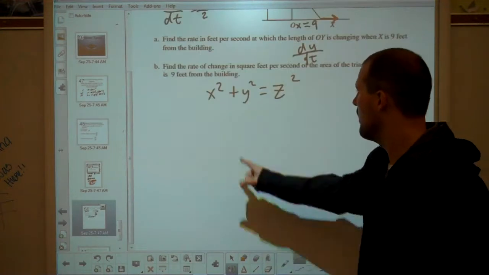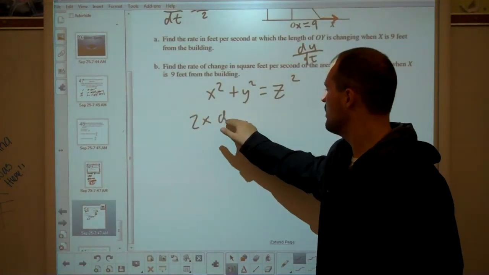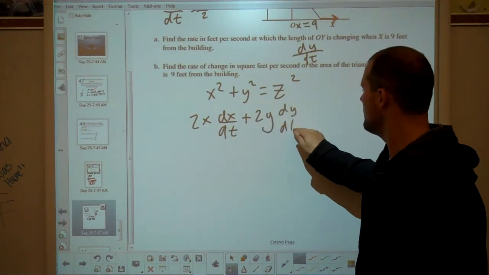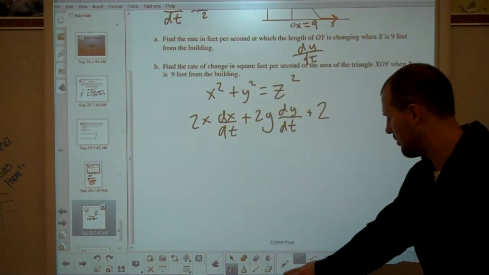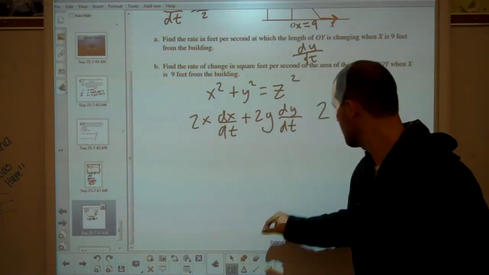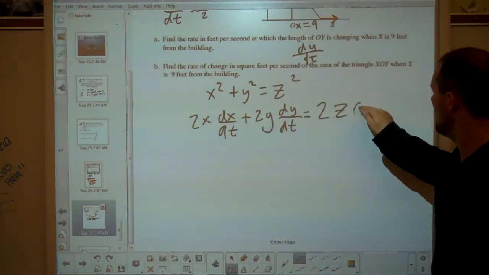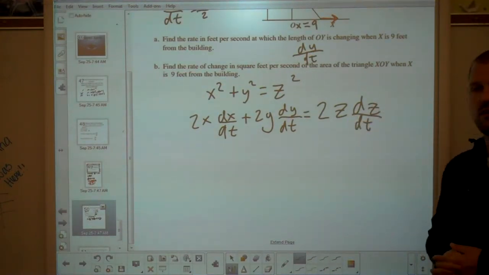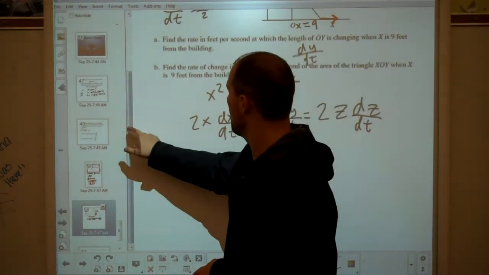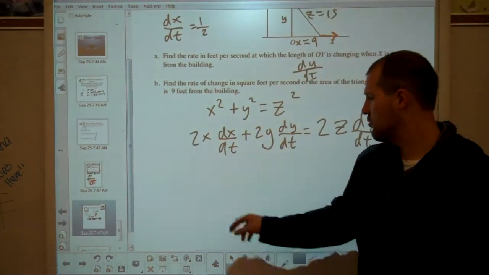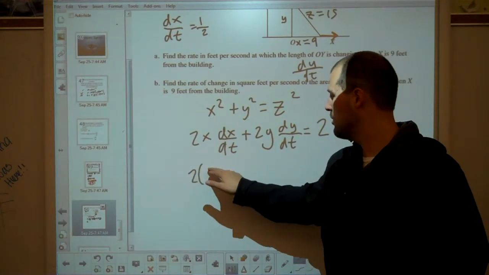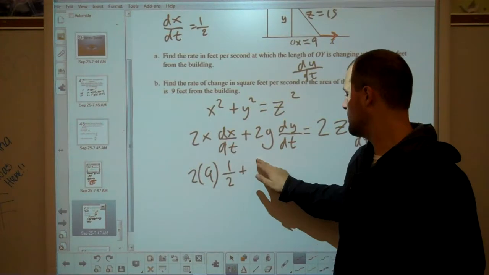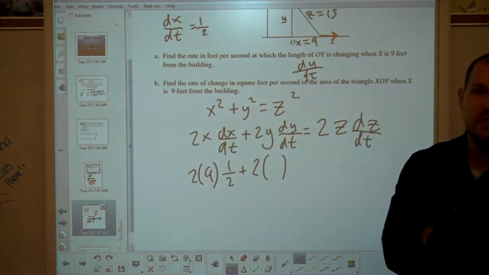So let's do that. Okay, what I get when I do that, I get 2x dx dt plus 2y dy dt plus 2, oops, not plus, careful, equals 2z dz dt. And let's start filling in the numbers that we know. Okay, we were told that x is 9. So we get 2 times 9, dx dt is 1/2, plus 2 times y. We need to figure out what y is.